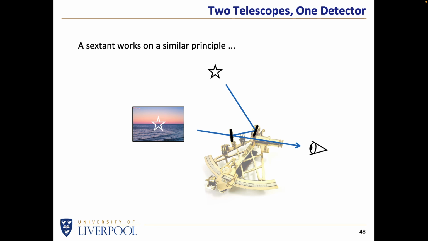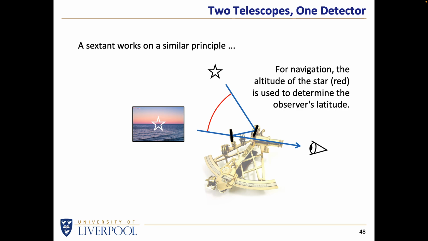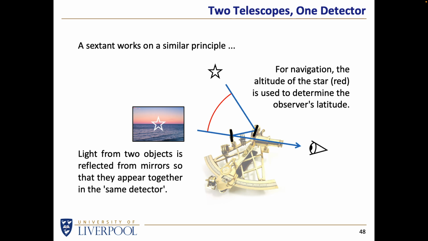If you do that, then the angle between the horizon and the star is then fixed by those positions of the mirrors. And for navigation, we use the altitude of the star to determine our latitude, and hence where are we in the world. So we're not interested in using it for navigation, but this idea, light from 2 objects, bounces off mirrors so that they appear on the same detector.